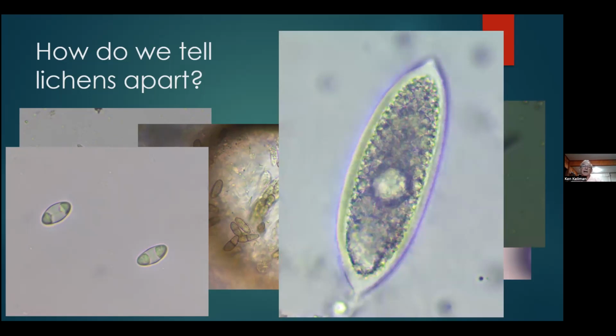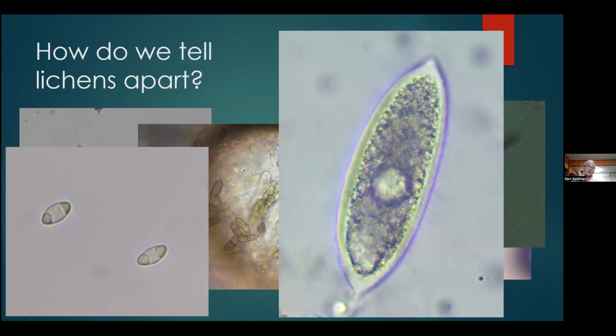Here's one that is so large that you can see it almost with a naked eye. It's 0.2 of a millimeter long. And it's a single cell and clear. So color, shape, size, we're measuring these things through the microscope to tell lichens apart.